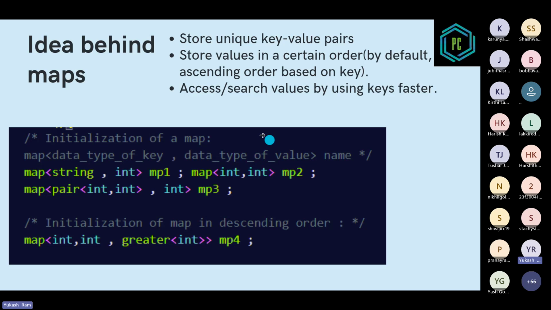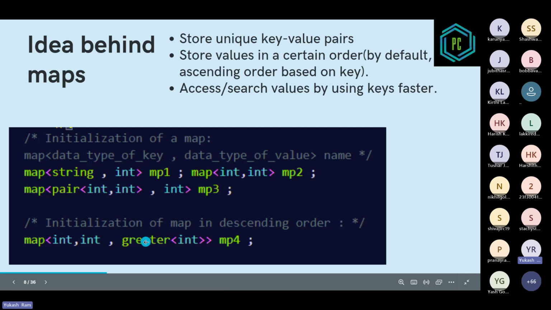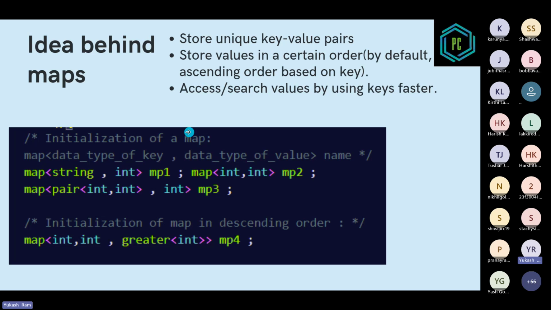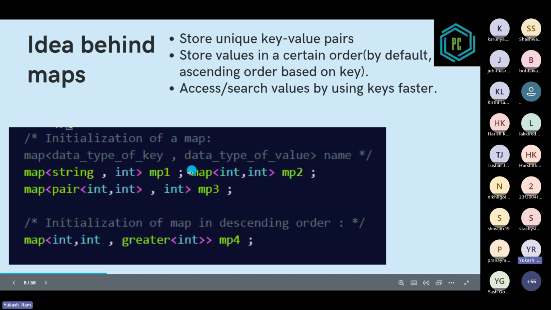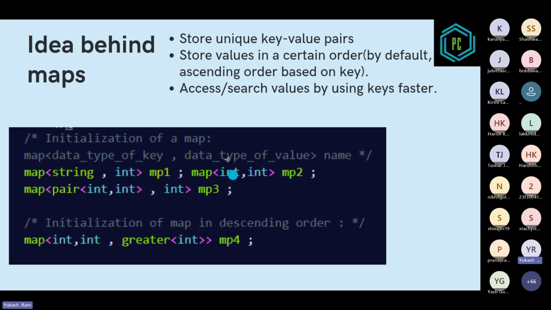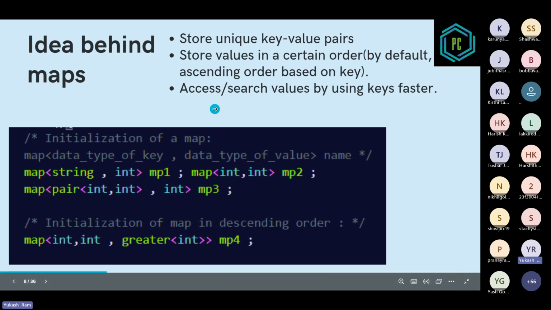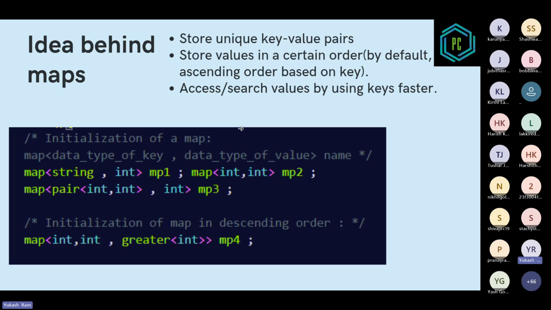And sometimes you might need to initialize it in descending order. In those cases you can just add this greater thing. This is just a comparator which tells the map that the values should be stored in descending order. What I mean by storing in ascending or descending order is when you access the elements of the map using an iterator. If the values are stored in ascending order, the first iterator will point to the pair which has the smallest key value. If you initialize it in descending order, then the first element will point to the pair which has the largest key value.